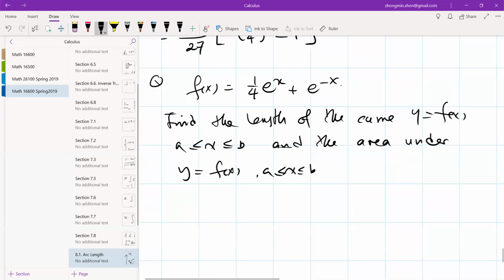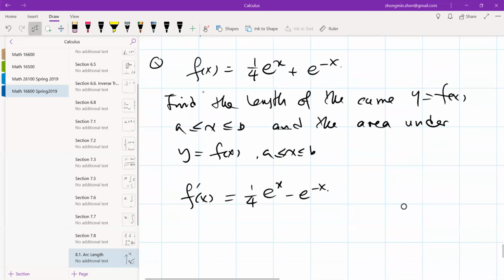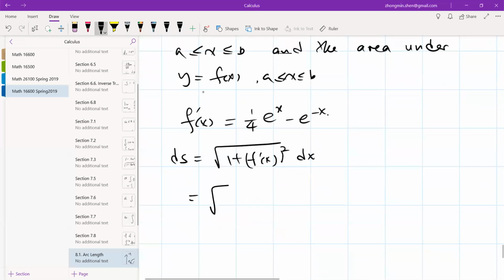So first of all, I have to find the derivative, right? It's going to be 1/4 e to the x, right? It is e to the x plus negative e to the x. And so ds is going to be the square root of 1 plus f prime x squared dx. So I'm going to simplify it. Probably I can get rid of radicals.